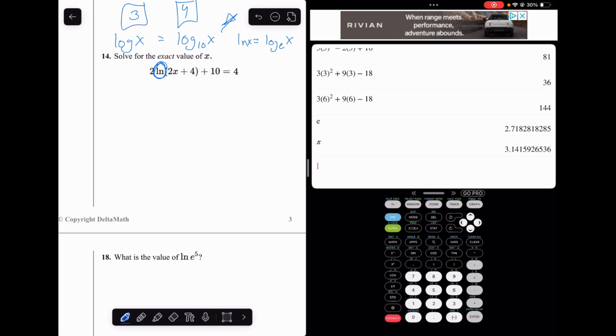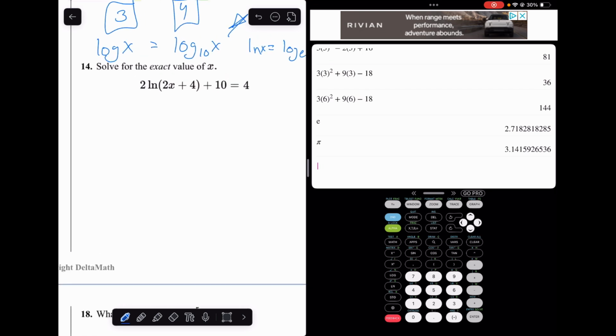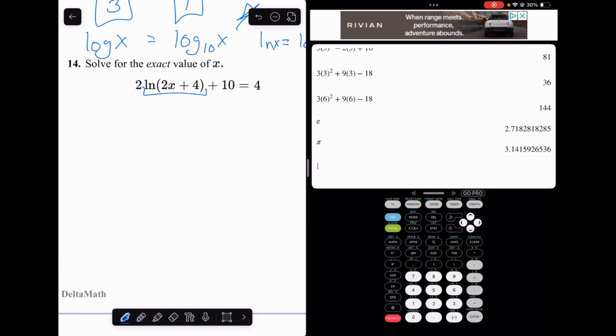You don't really even need to know what value e is equal to. You just need to know that ln is the same as if we had log base e. Okay? So let's go ahead and try and solve this. First, let's work on getting our log by itself. We're going to subtract 10. So we've got 2 ln of 2x plus 4 equals negative 6. We're going to divide by 2. And I get that ln of 2x plus 4 equals negative 3.